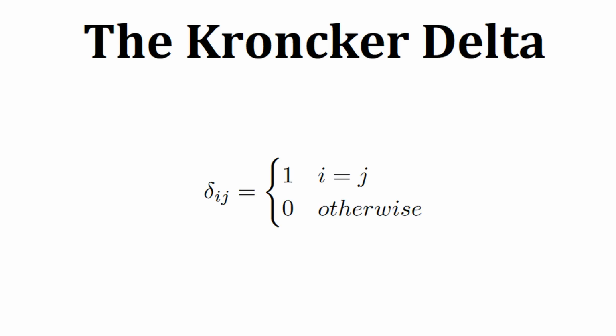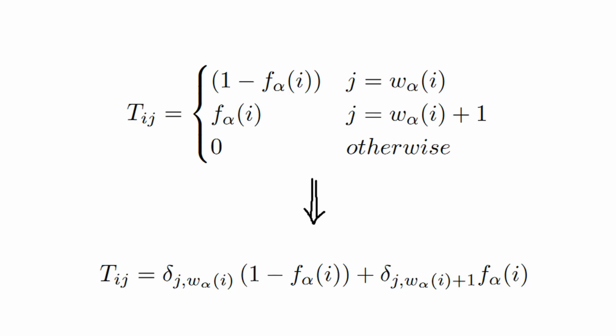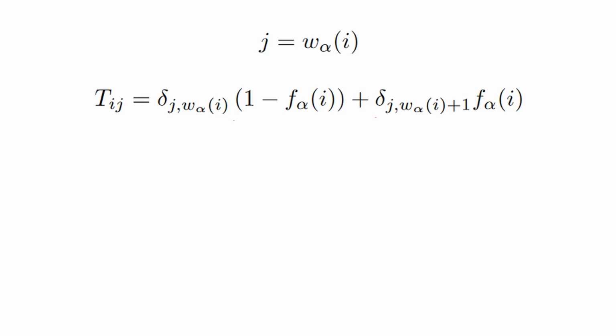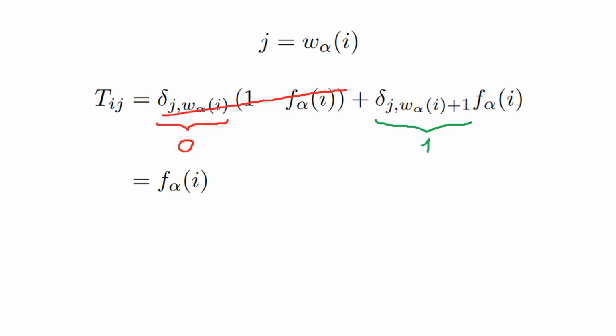This lowercase delta is some kind of function that takes in two variables and is defined like so. If the variables are equal to each other, the function takes a value of 1, otherwise it takes a value of 0. This means we can rewrite our huge formula as something like this. And so, whenever j equals w of I, this delta is 1 and the other is 0, so we are only left with the expression needed for this particular index, and similarly for w of I plus 1.